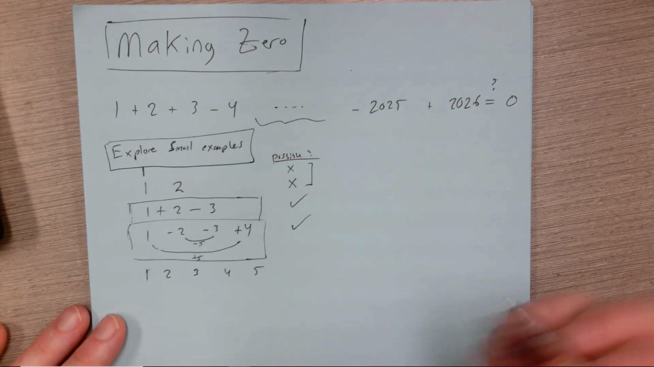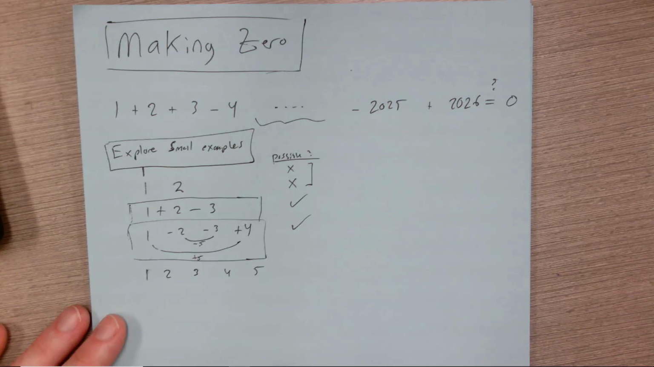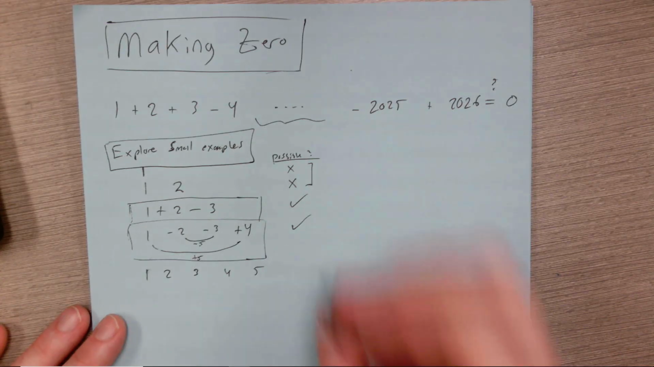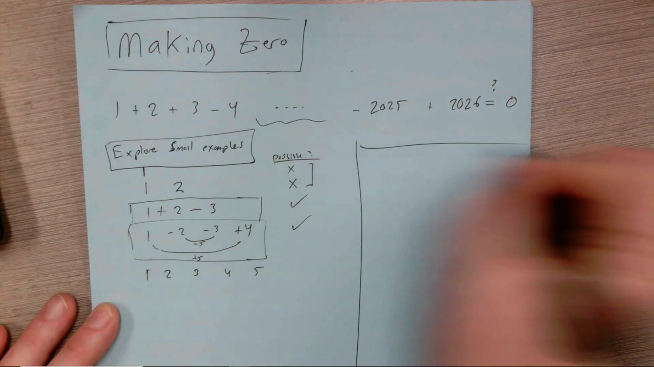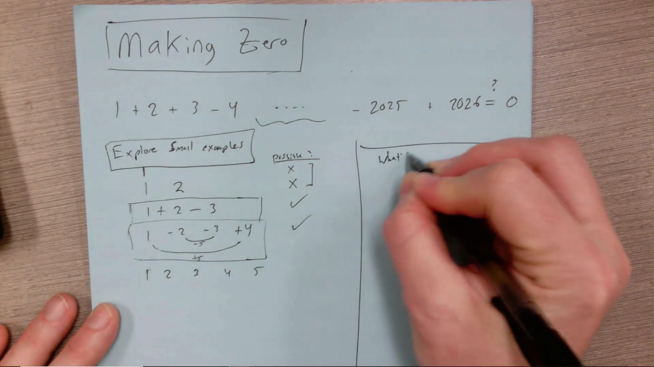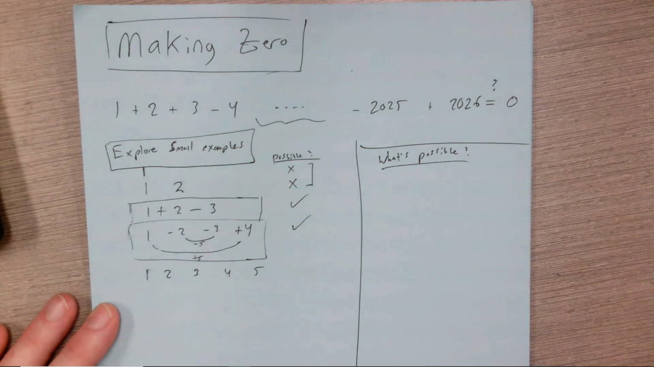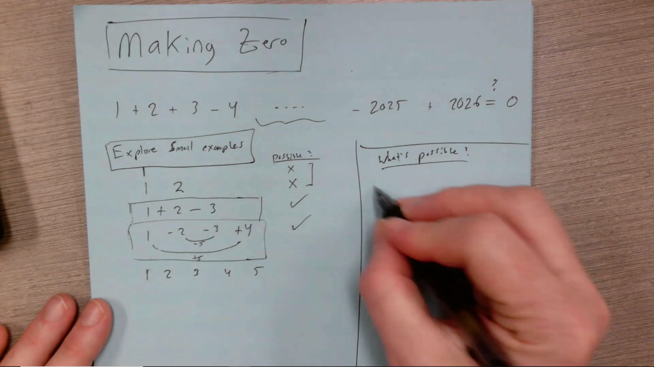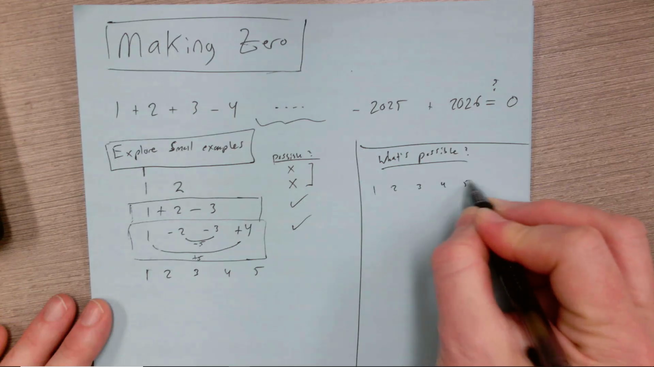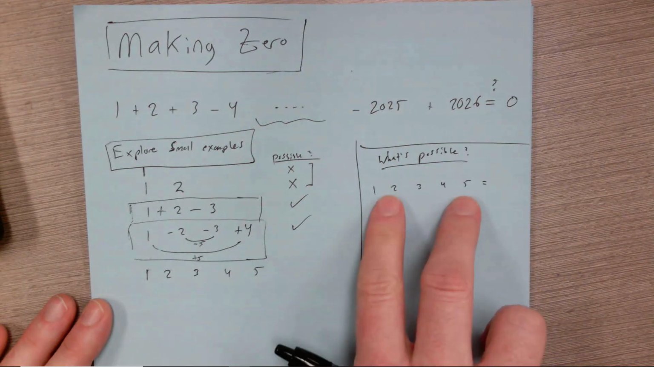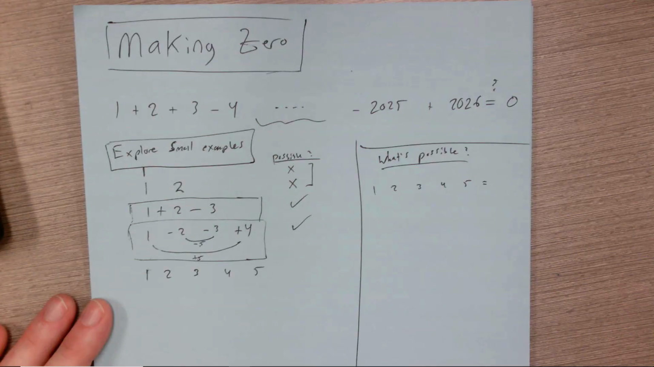So here's a different thing that exploring small examples could mean. I just want to see what's possible with my small example. So here's what I'm going to do. I'm just going to write 1, 2, 3, 4, 5 a bunch of times in a row and just assign pluses and minuses to see what's possible.